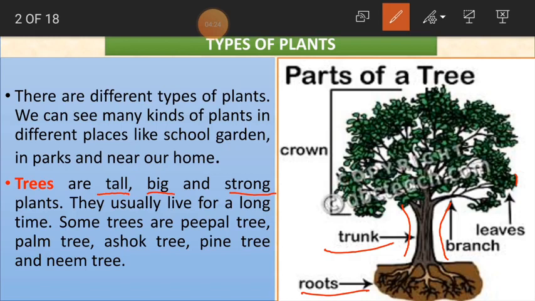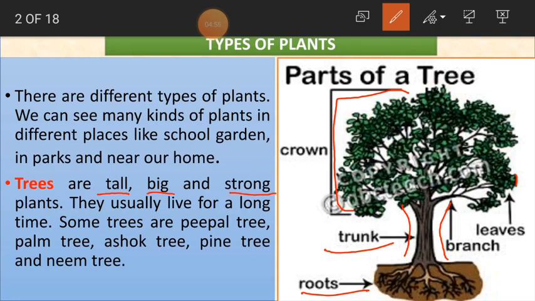For those branches we have leaves. The whole part which includes the branches and the leaves is called the crown. What is it called? The crown. Understood, children? So these are the parts of a tree. A tree is a tall, big and strong plant. It has a long life, in the sense that it lives for so many years.